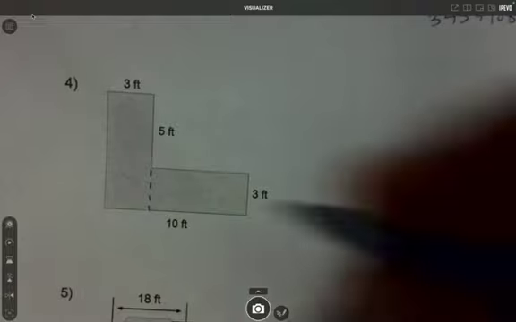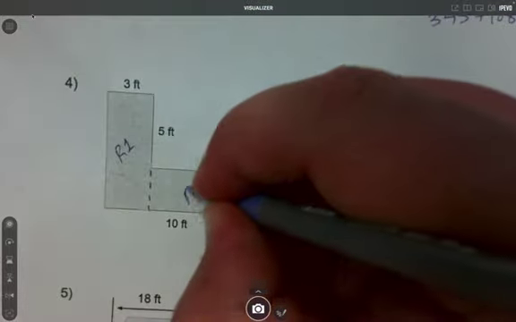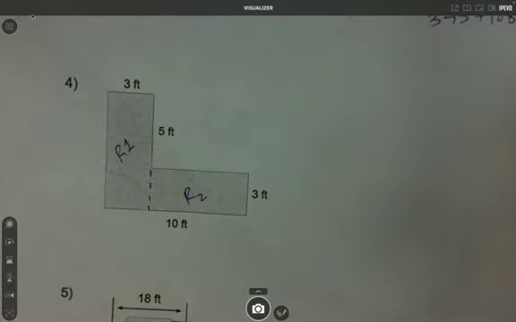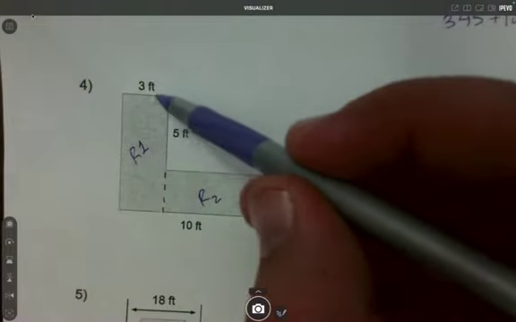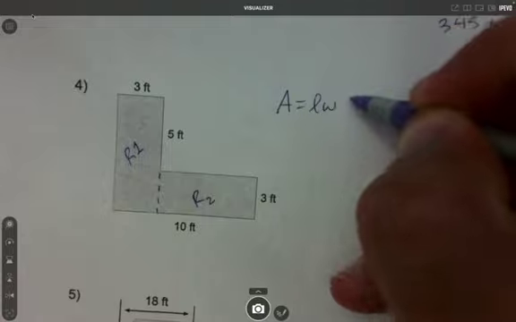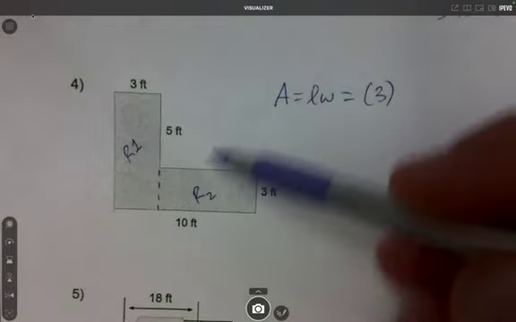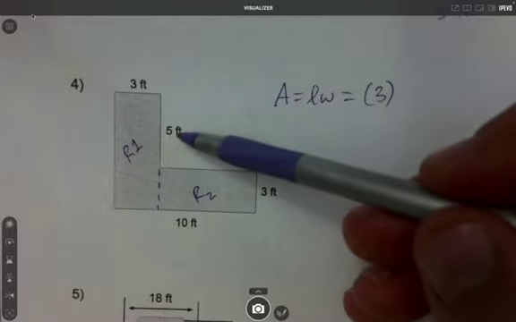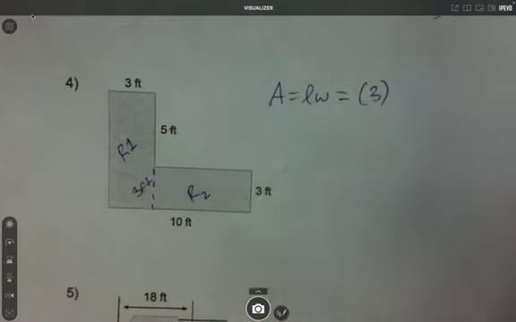Okay, so we'll just call this rectangle 1, call this rectangle 2. For rectangle 1, it's easy to see this dimension. Let's call that the length. But this dimension, we have to add the 5 feet and the 3 feet together.